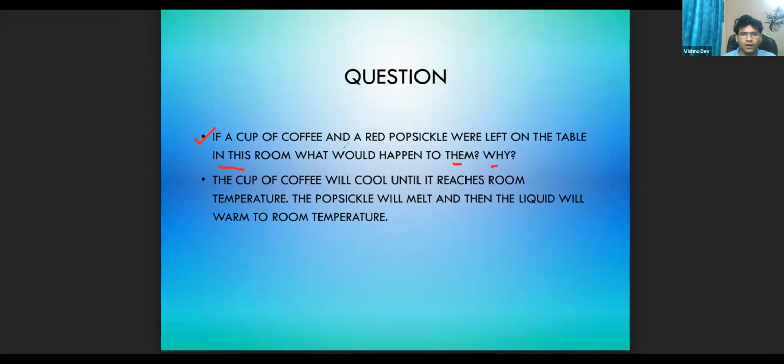We know that the cup of coffee will cool down until it reaches the room temperature, and the popsicle will melt until it comes to room temperature. So tell me, for coffee, is heat lost or gained? It's lost. Heat energy is lost. But when you talk about popsicles, what happened? It gained heat. It melts.